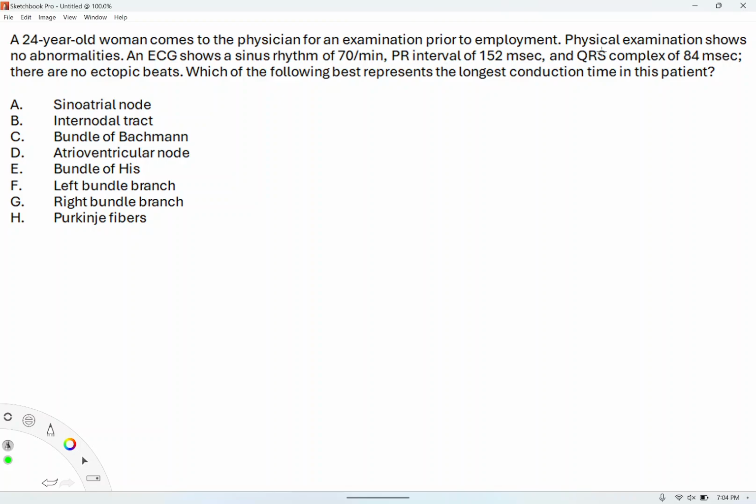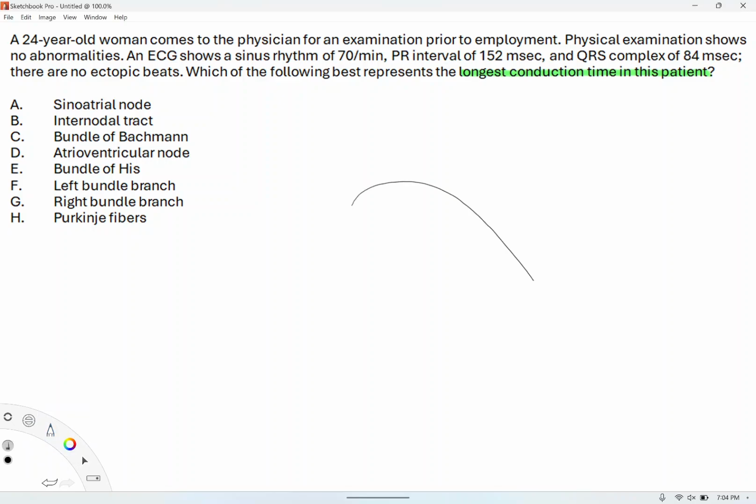Okay, they're just giving the scenario of a normal heart, but they want to know which segment gives you the longest conduction. So that means they want to know the velocity within the cardiac electric system. Okay, now to do that, let's do this.